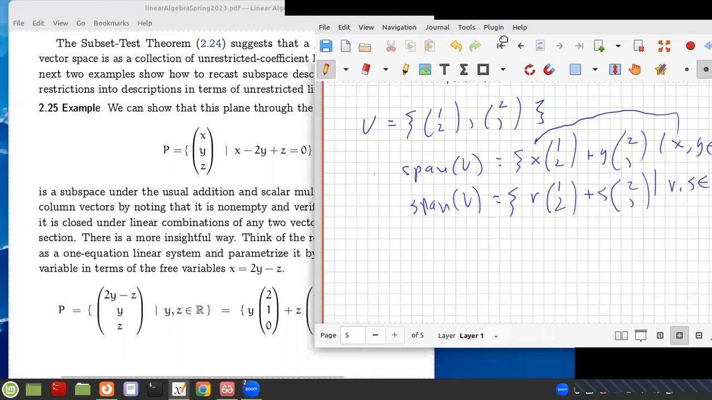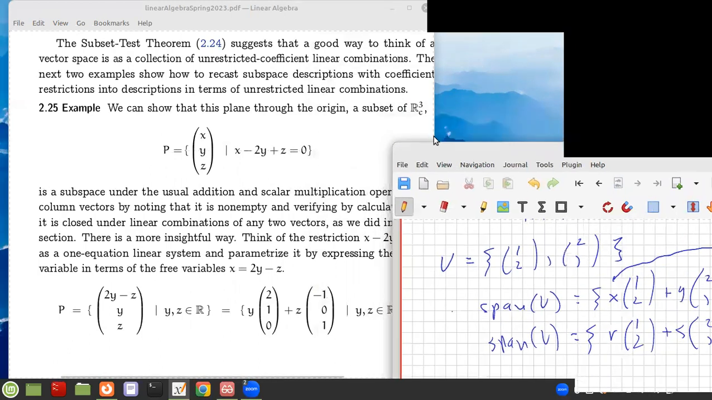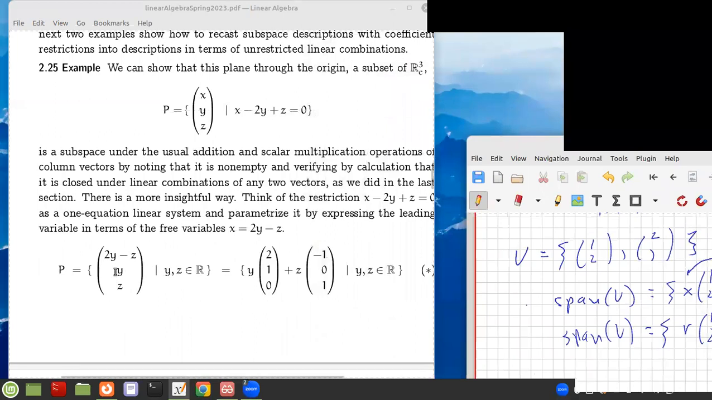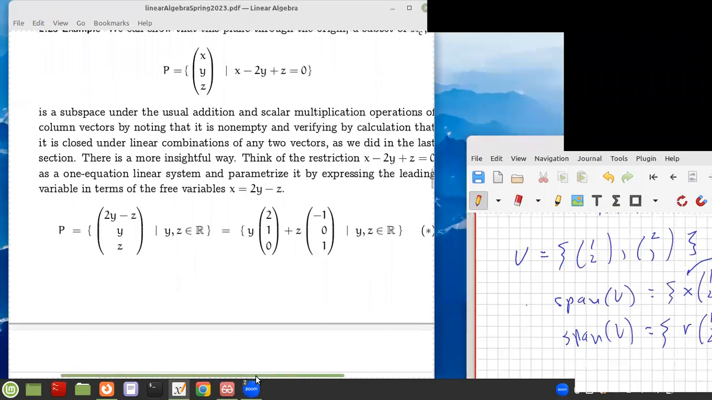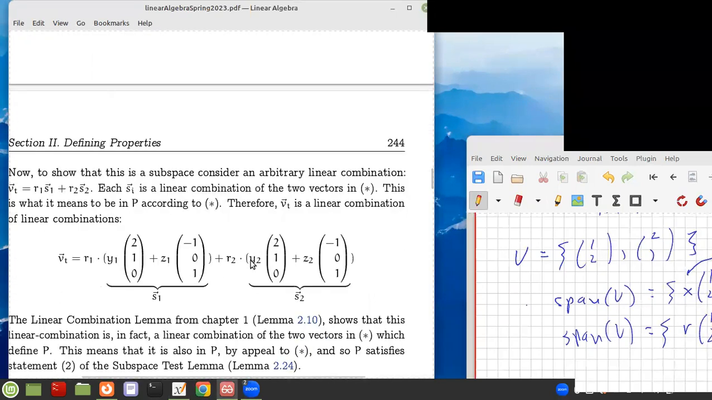Here's the example in the text, where I have a subset of R^3 with a linear system of one equation. This could be a full linear system. We could have two equations that we'd have to solve, and then we'd find the free variables, eliminate the leading variables, and you can see that I've written it here as a span of y and z, okay?